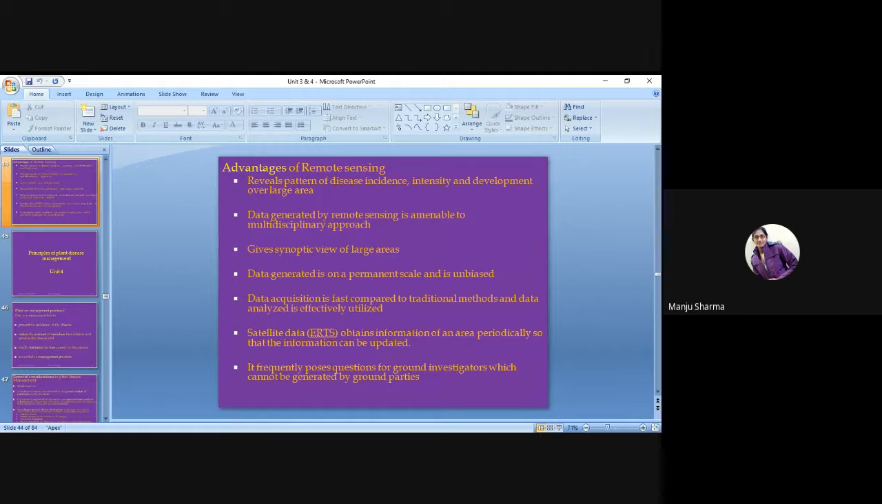Advantages of remote sensing: it reveals patterns of disease incidence, intensity and development over a large area. Data generated by remote sensing is amenable to a multidisciplinary approach and gives a synoptic view of large areas. The data generated is on a permanent scale and is unbiased.